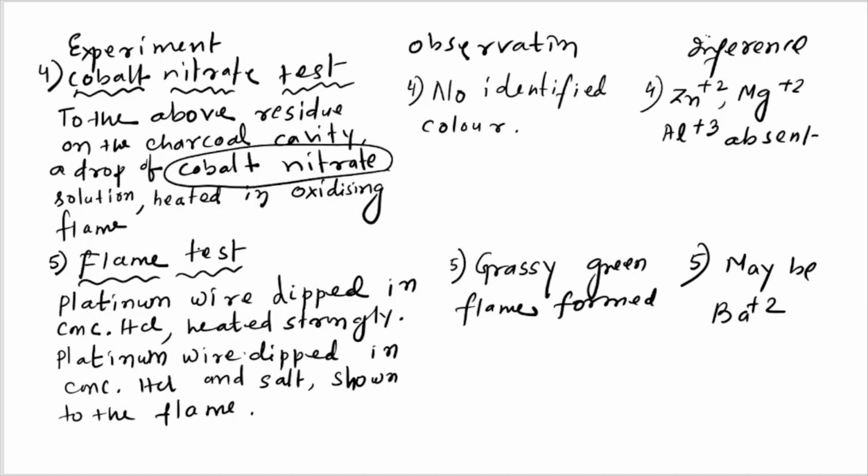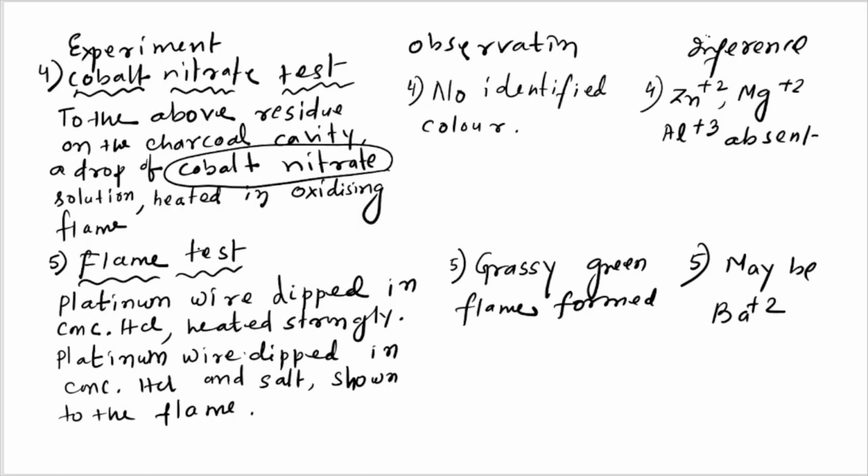So these are absent: again Zn+2, Mg+2, Al+3, because in those cases you would get some colored residue. But here they are absent. No identified color. Then come to the flame test. What is the flame test? I told you before. A platinum wire is taken, dipped in concentrated hydrochloric acid, and heated strongly. That means you will clean the platinum wire.